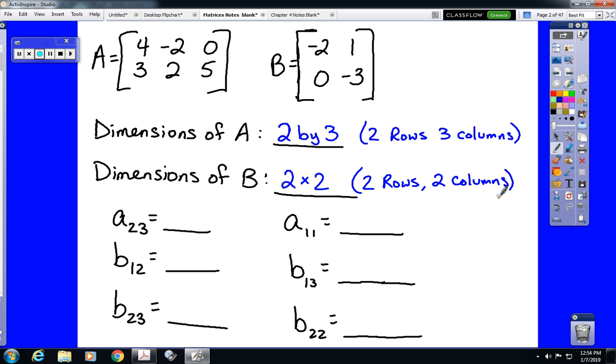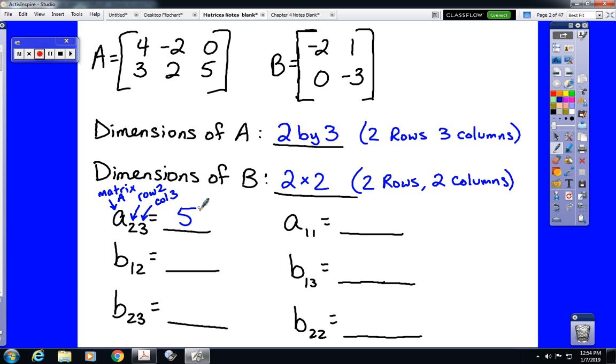Alright, the bottom section here is asking us to identify elements. Again, the letter will tell us what matrix we're working with. So for the first one, we're looking at matrix A. The numbers will then tell us the row number and the column number. So we're looking for the information that is located in matrix A, row 2, column 3. So go to matrix A, we locate row 2, column 3, that would be 5.